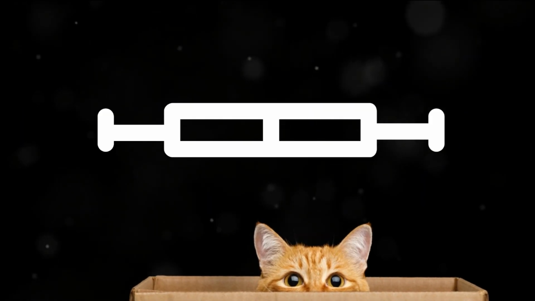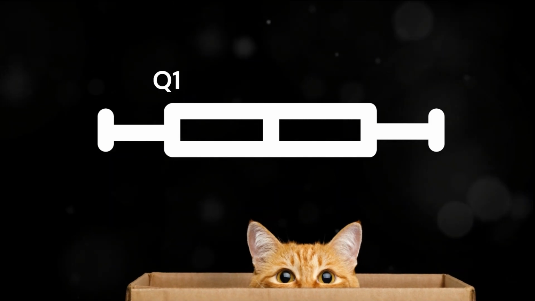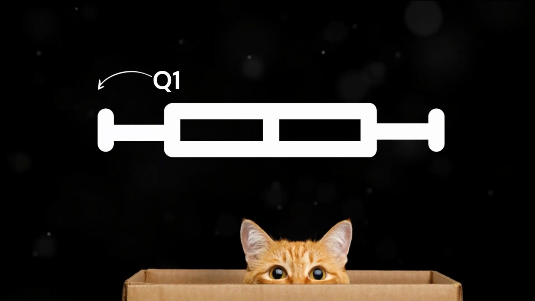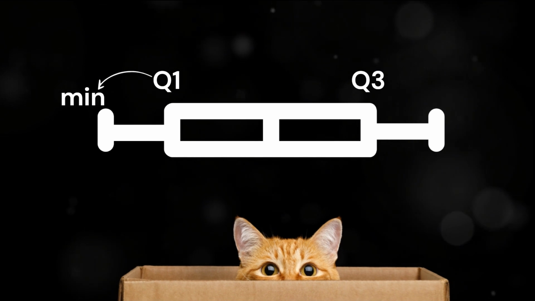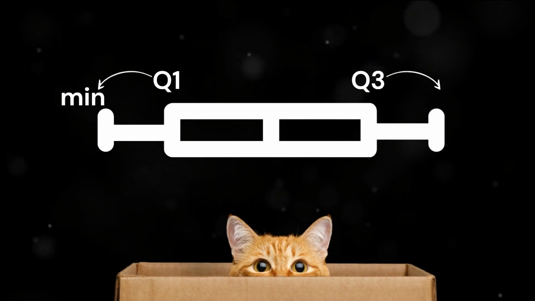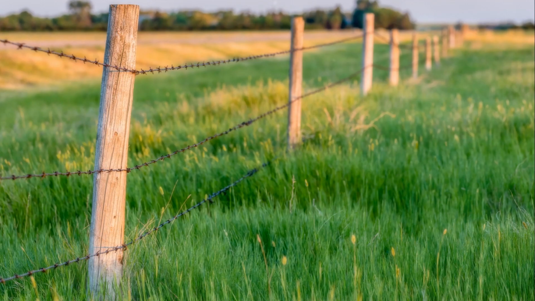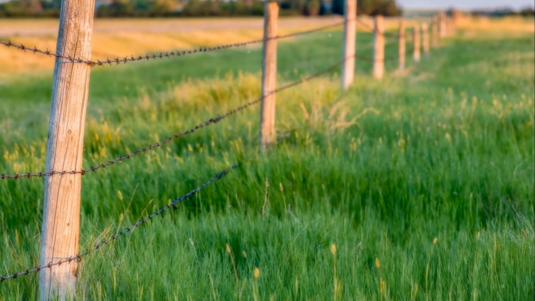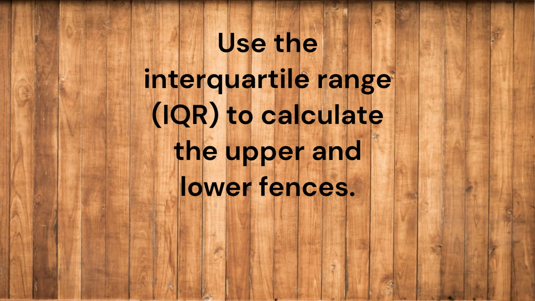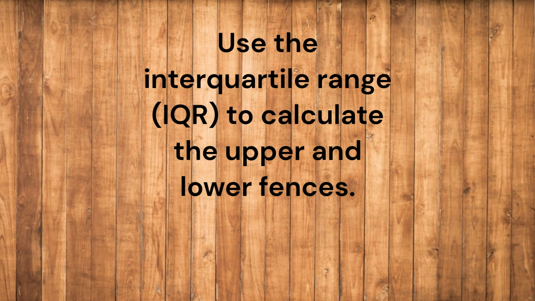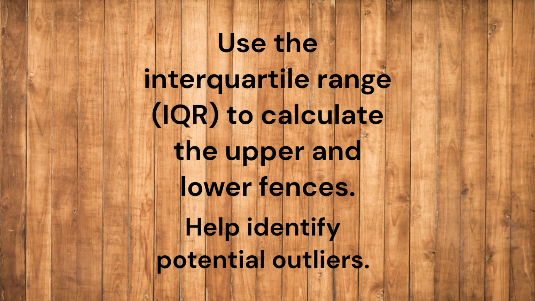The lower whisker extends from the box at Q1 down to the smallest value, the minimum. Meanwhile, the upper whisker extends from Q3 up to the largest value, the maximum. We also need to consider the upper and lower fences. Speaking of fences, let's talk about how to calculate them now. These are calculated using the interquartile range, or IQR, and help us identify possible outliers in our data set.